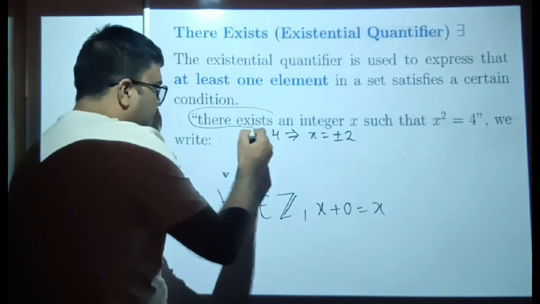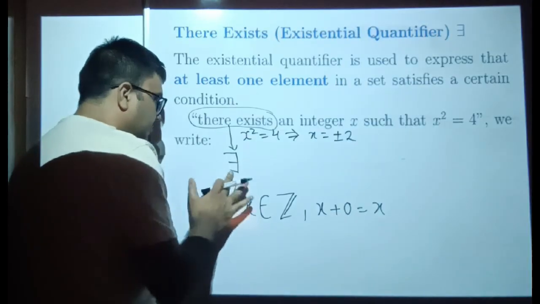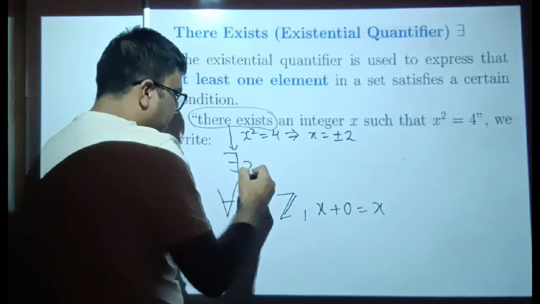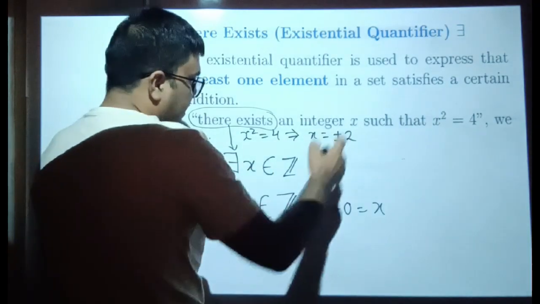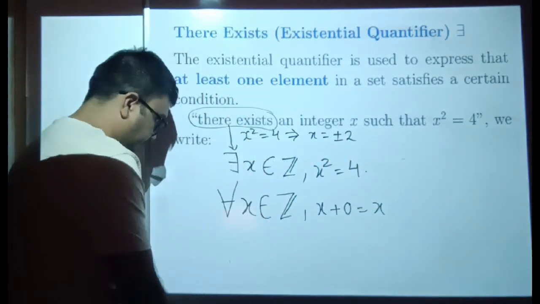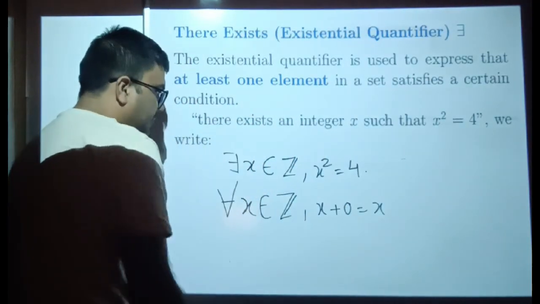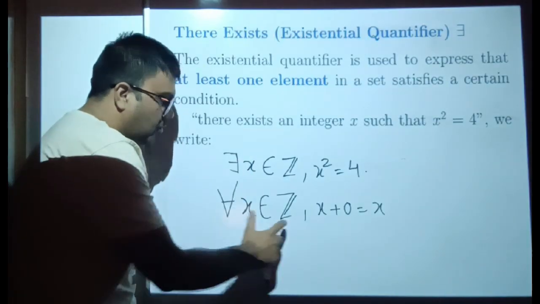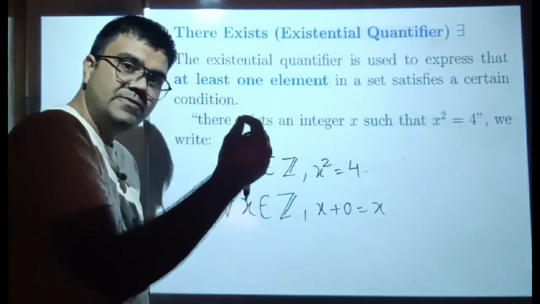We are talking about there exists. How do we represent there exists? We represent it in this form. This is the notation for there exists. We say there exists x, x is an integer, and it satisfies x square is equal to 4. Now if we compare these two things, it should be clear that when we say for all x belongs to Z, this statement x plus 0 is equal to x holds for every integer.